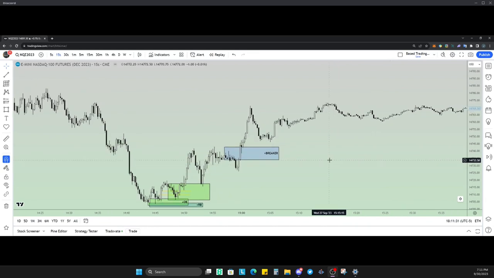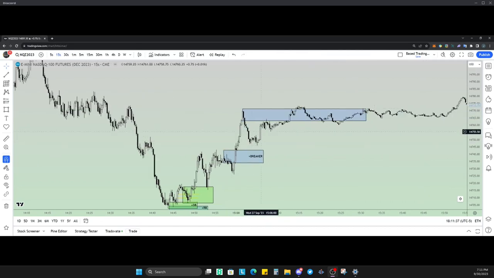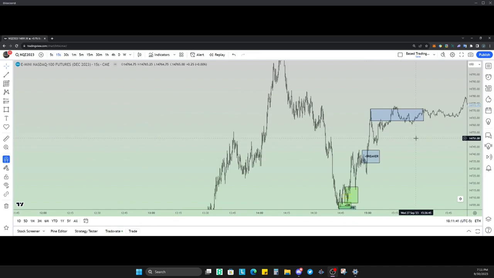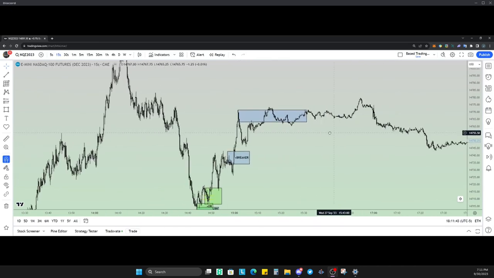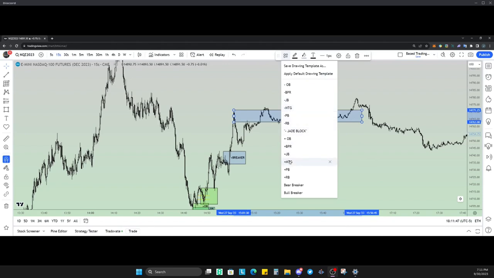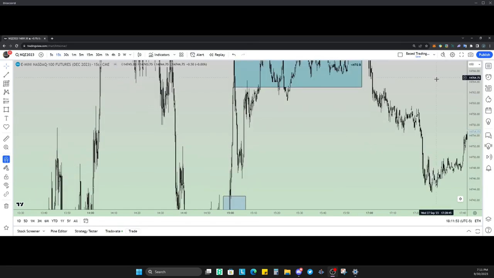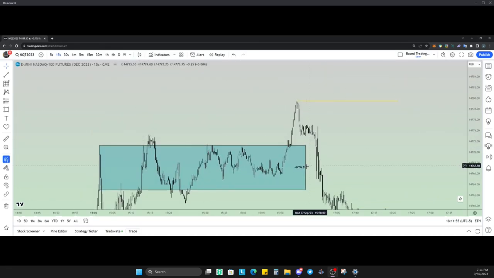I hope that makes sense. So let me just continue marking this out so you understand. Here's the mitigation block. It's okay for them to do this. It's not going to be clean. And there's the old high right there. And then we start it all over again, going the opposite way because we're done with our targets. So there's the old high.